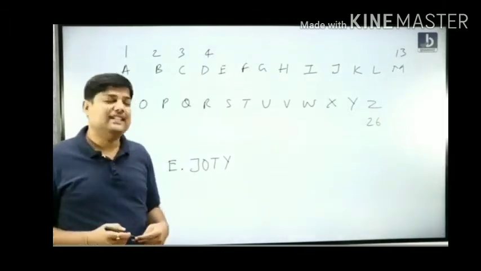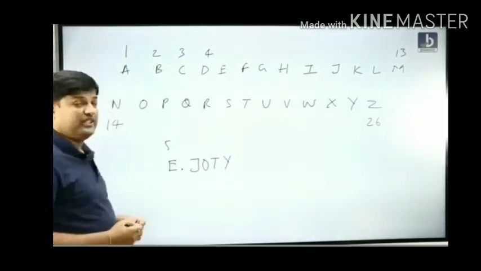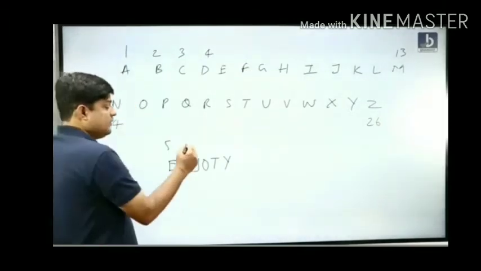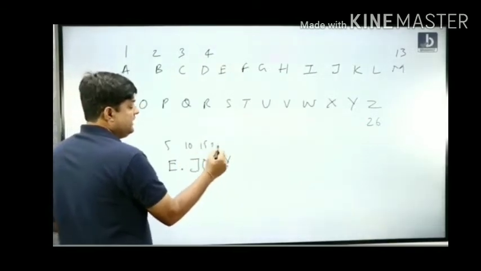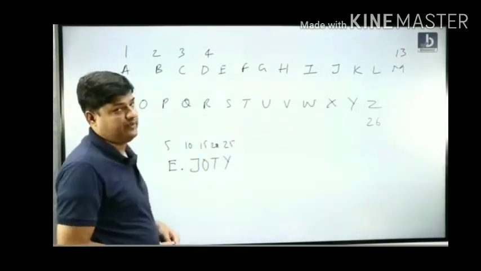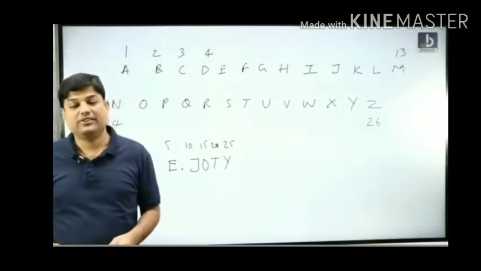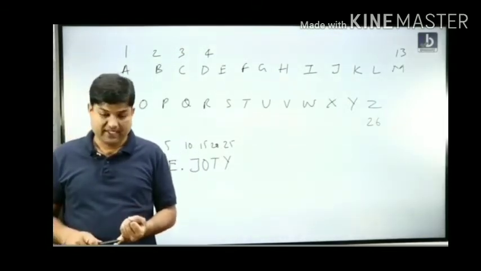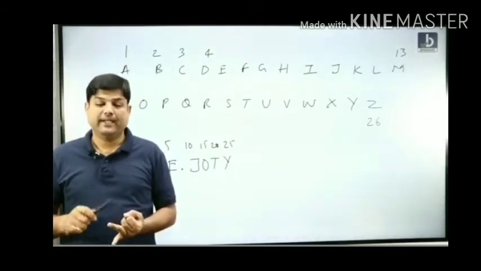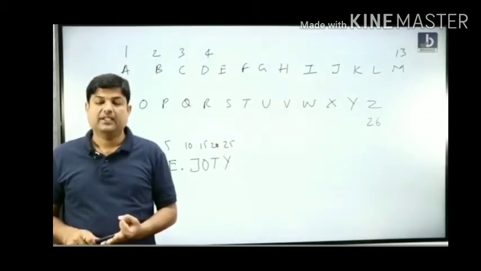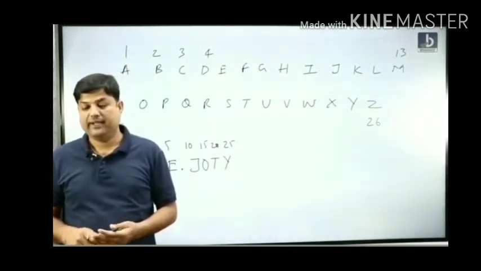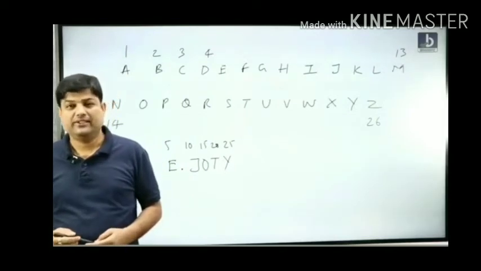Now E stands for 5. Remember all the time. What does E stand for? 5. J stands for 10. O stands for 15. T stands for 20. Y stands for 25. So these are the 5 letters which you are supposed to remember. E is 5. J is 10. O is 15. T is 20. Y is 25. We are supposed to revise these once again.